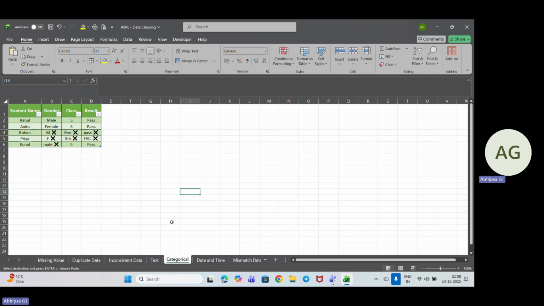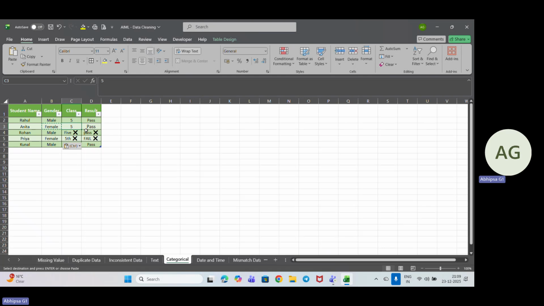Why does this categorical data, that is gender, need to be taken accordingly? Because, of course, for the same reason, everyone should have the same form, else it will be considered differently. So we will be changing it accordingly. So M will be changed to male, this male would be changed to male, and F, female will be changed to female.